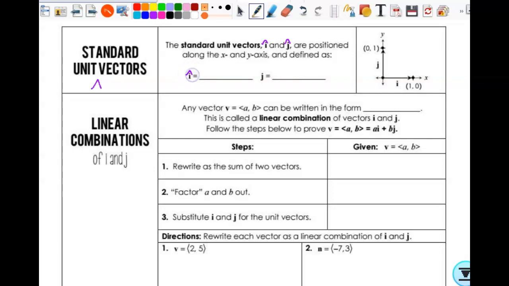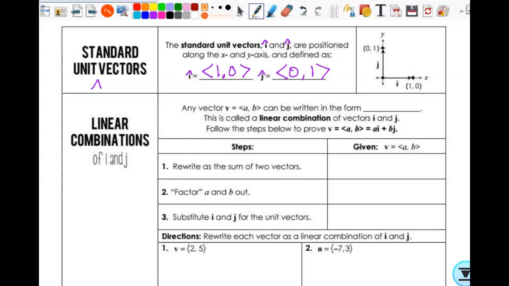So just for the purposes of letting you see the different forms, we'll call them I hat and J hat. Or it can be the unit vectors I and J. It's a unit vector, meaning one unit along the x-axis and along the y-axis. So I is the x-axis, J is the y-axis. So I hat is always 1, 0. J hat is always 0, 1.